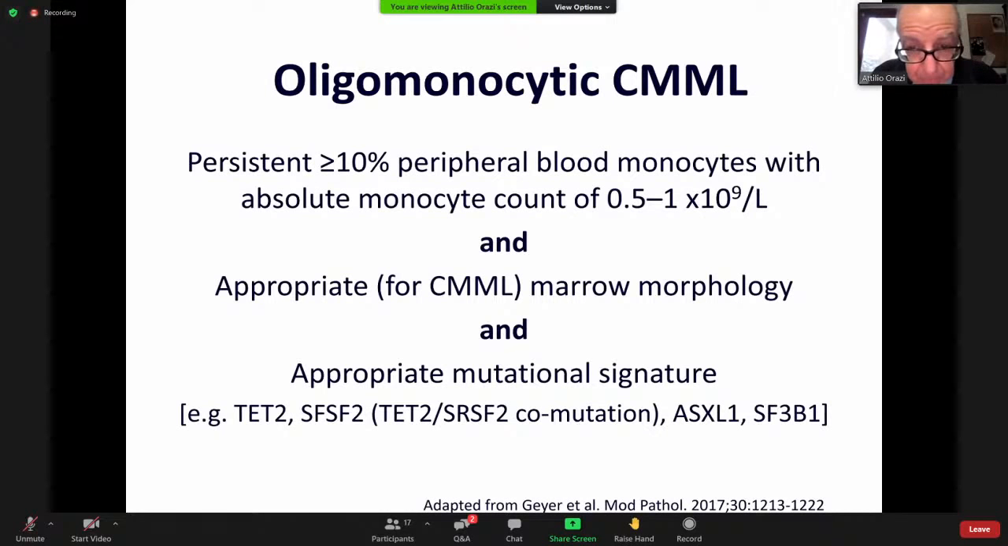You have an appropriate marrow morphology, which is very important. Exclude PMF, exclude other things, and an appropriate mutational signature. So if you have all these 3 combinations, you can call it.